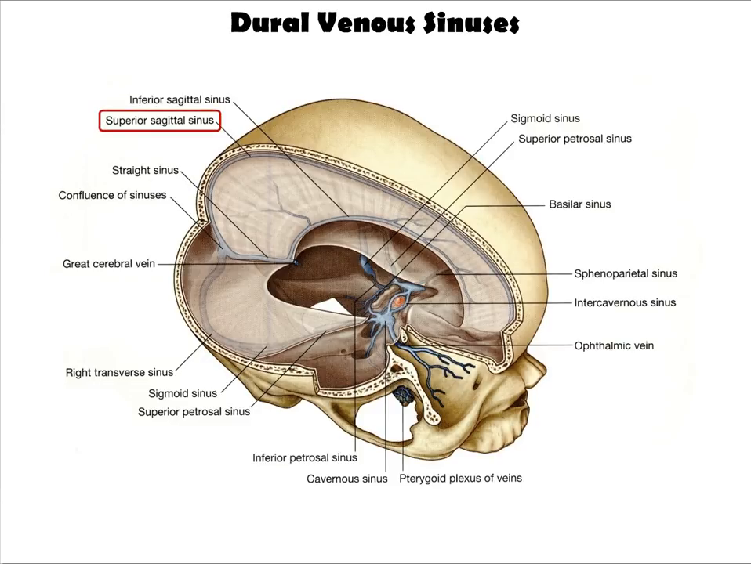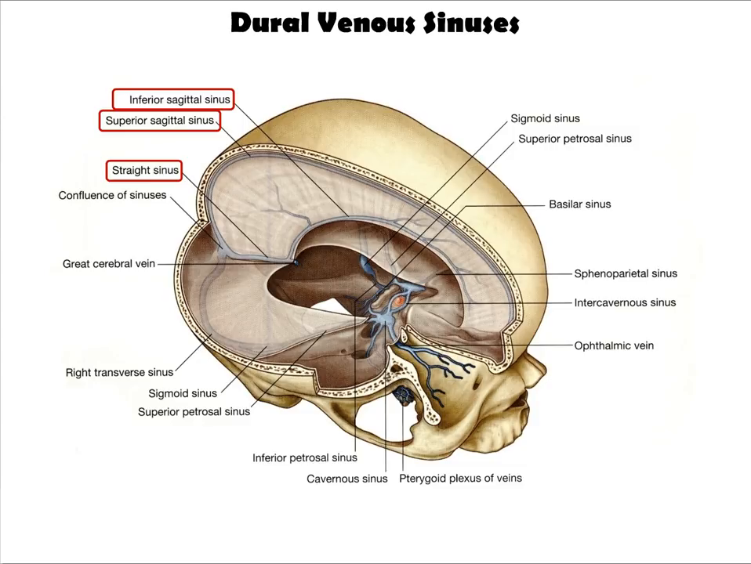The superior sagittal sinus follows the upper border of the falx cerebri, running from the crista galli to the confluence of sinuses. The superior sagittal sinus receives the cerebral veins. The inferior sagittal sinus is much smaller than the superior sagittal sinus, and it runs in the inferior free border of the falx cerebri. It ends in the straight sinus. The straight sinus runs along the line of attachment of the falx cerebri to the tentorium cerebelli.